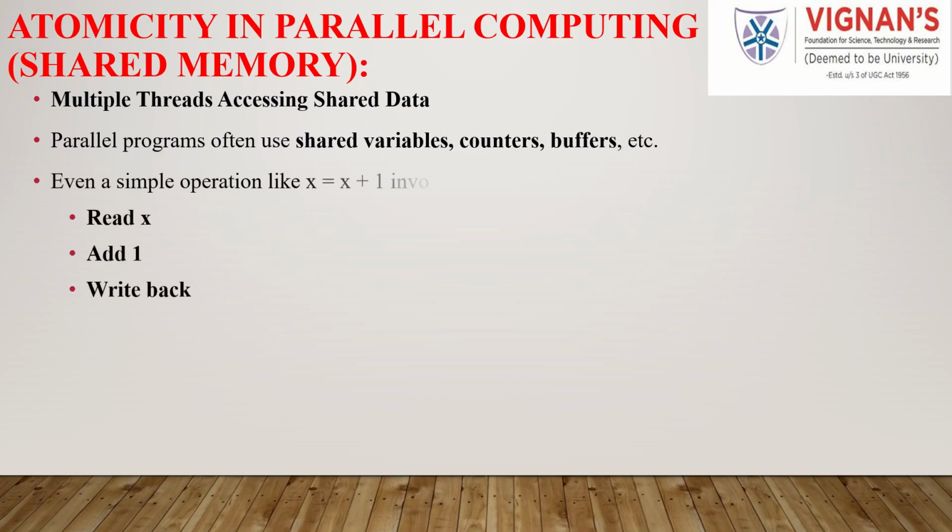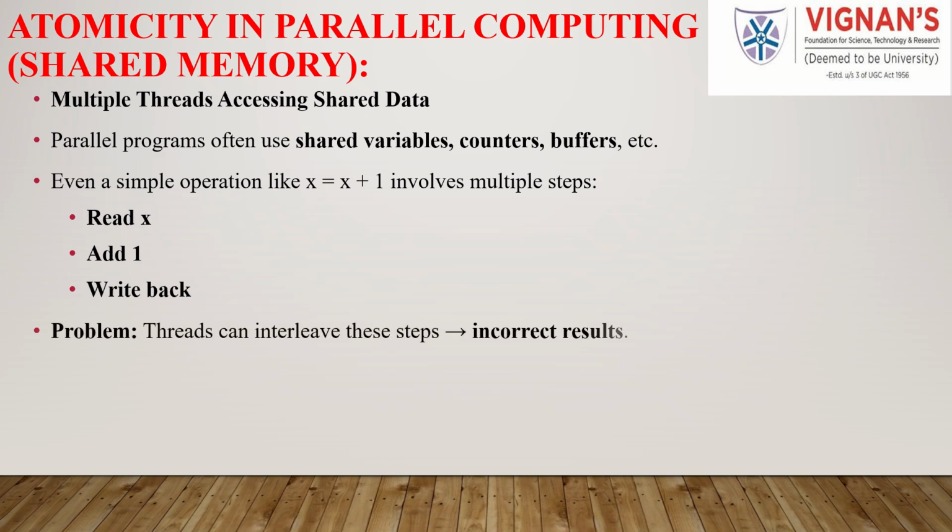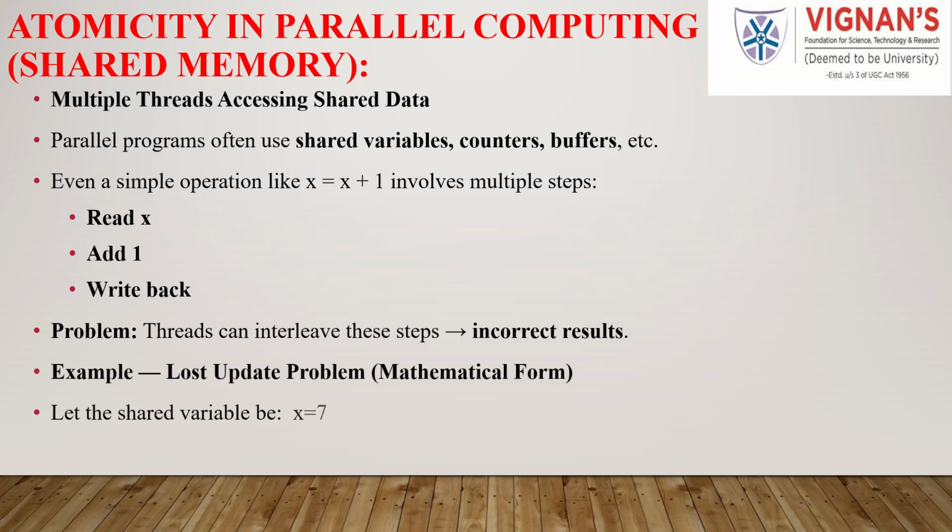Even a simple operation like x equals x plus 1 involves multiple steps. If multiple threads interleave these steps, it can lead to incorrect results. Example, lost update problem. Shared variable x equals 7. Thread A, step 1: reads x_a equals x equals 7. Step 2: computes x_a plus 1, which is equal to 8. Meanwhile, thread B might also read x equals 7 and write back 8, overwriting thread A's update. This illustrates why atomic operations are critical in shared memory parallel computing to prevent race conditions and data inconsistency.